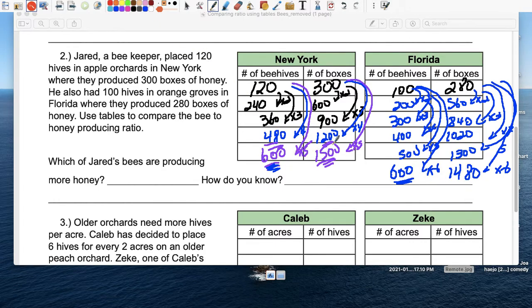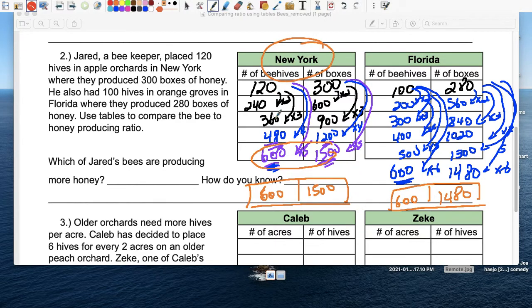So in New York, 600 beehives. Voy a ponerlo aquí. 600 beehives producen 1,500 cajas de miel in New York. In Florida, 600 beehives producen 1,400 cajas de miel. So, which beehives, New York or Florida, make more honey? Obviously, the New York, not por mucho, pero poco más.